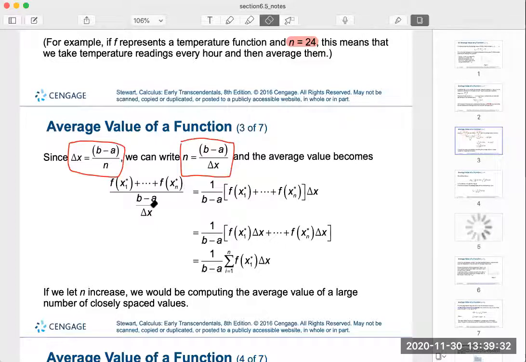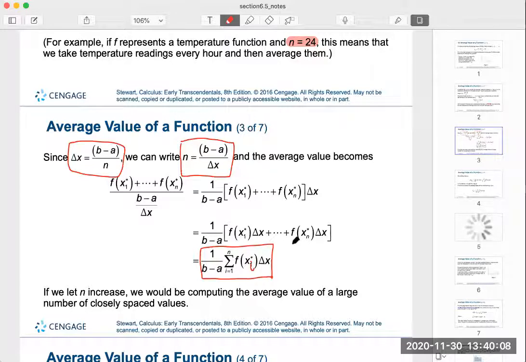So replace n by b minus a over delta x and do some algebra. We get that the average will be 1 over b minus a multiplied by a sum from i equals 1 to n of f of xi star. I think it should be f of xi star. This is sigma notation. There's a typo here.